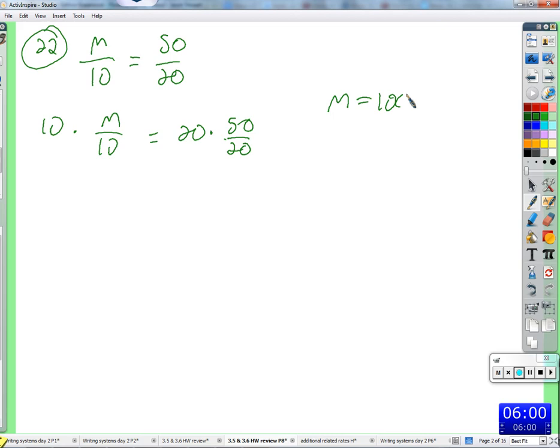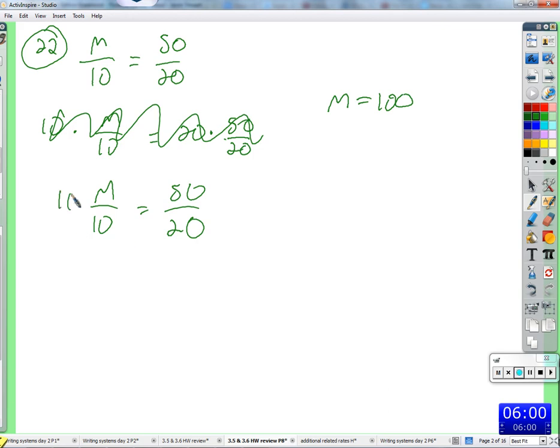Yes. Okay. Well, you said if you were to choose to multiply by 10 or 20, you would multiply by 10. Let's see what happens if we do that. This is obviously no good. We got m over 10 equals 50 over 20. Multiply by 10. What is multiplying a fraction with a denominator of 10? If we multiply it by 10, what happens? Cancels out.